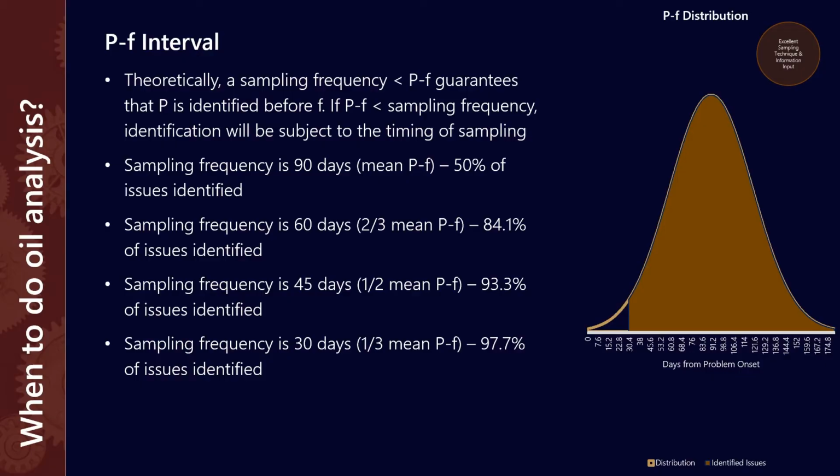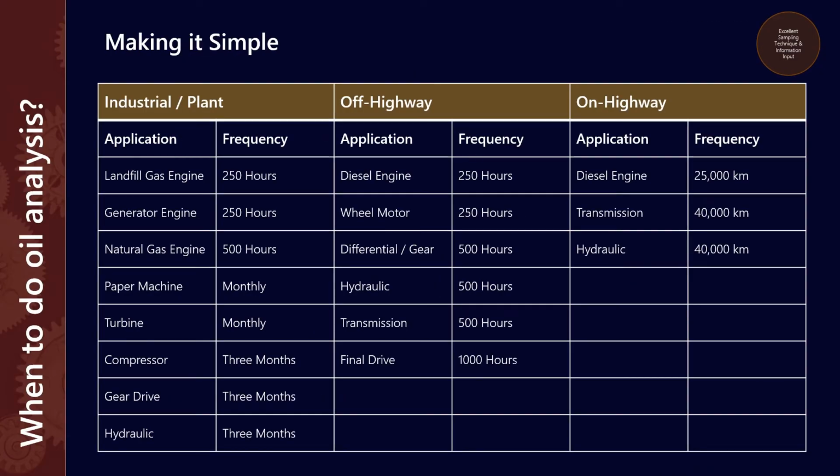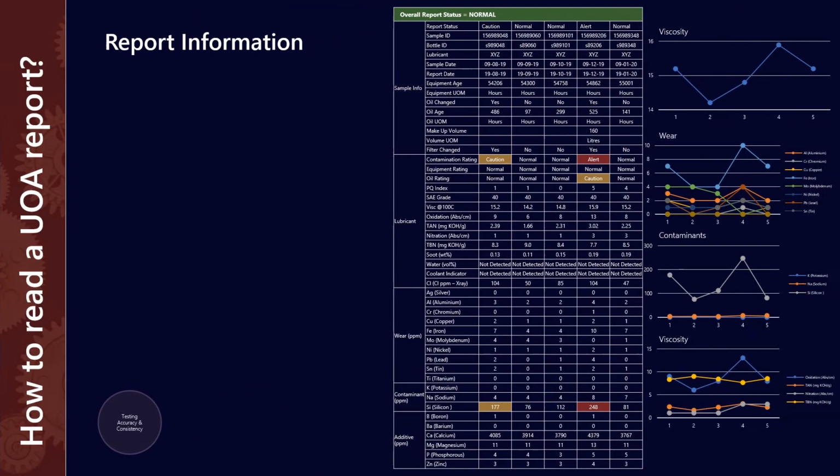So here we're talking about sampling technique and information input. The sampling frequency is what's really critical. Now, it's very difficult, obviously, to quantify that. So generally, there are some guidelines. I picked these ones up off the Mobil website, where they talk about how frequently you should be sampling, and for different applications, there are some general guidelines.